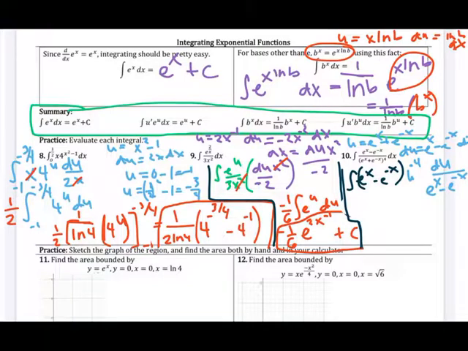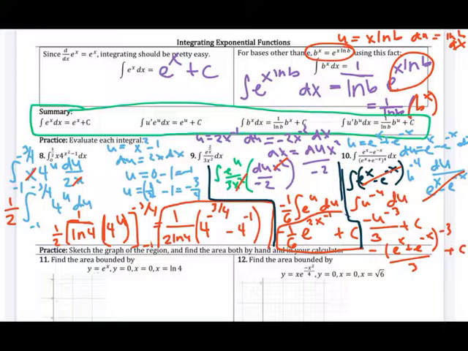So all of these leftover e to the x's, they're going to divide out. We're going to end up with the integral of u to the negative 4th power du. This is not some special exponential function. We can just use the power rule on this. This is going to be negative u to the negative 3rd over 3 plus c, and then we need to substitute back in what u was, so negative e to the x plus e to the negative x, to the negative 3rd power, over 3 plus c.